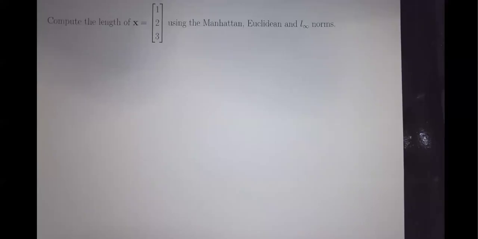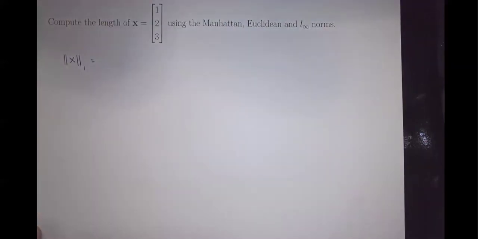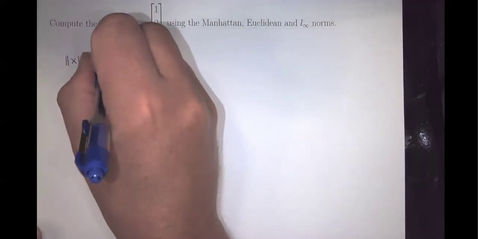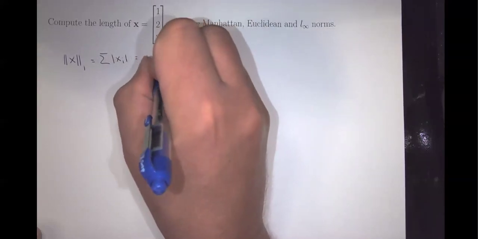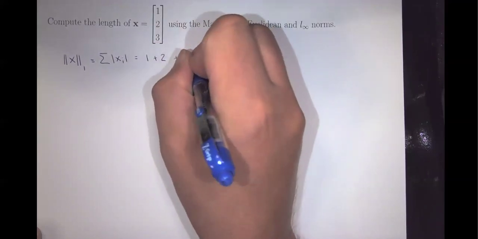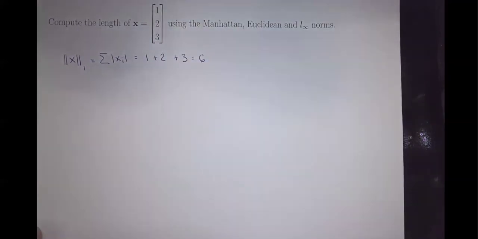In this example, we're going to compute the length of a vector using three different norms: the Manhattan, Euclidean, and infinity norms. Let's start with the one norm, the Manhattan norm. So the one norm is the sum of the absolute values, the sum of the absolute value of the xi's. So in this case, that's 1 plus 2 plus 3, so 6.